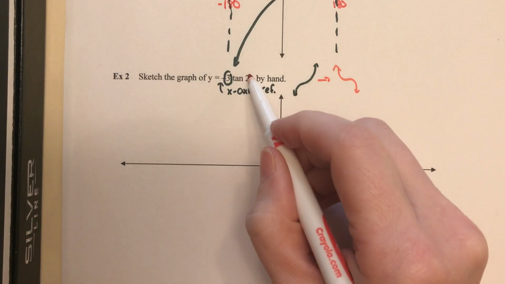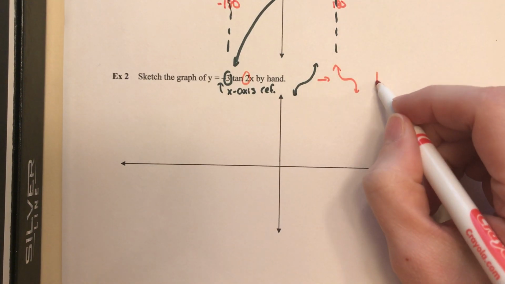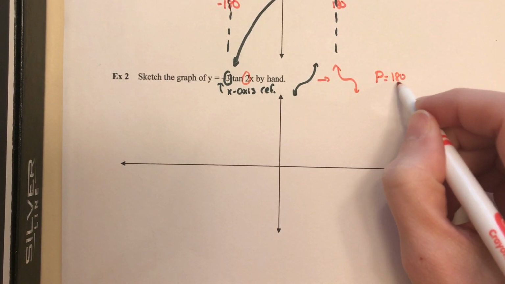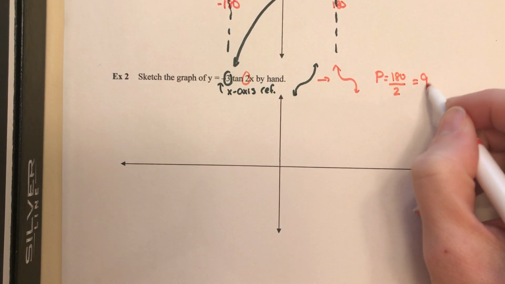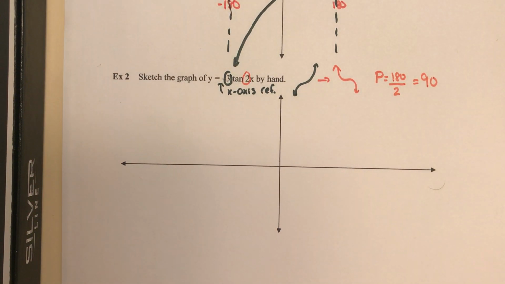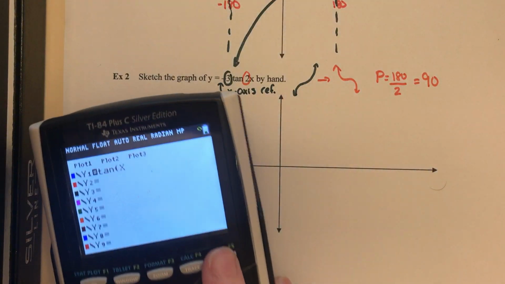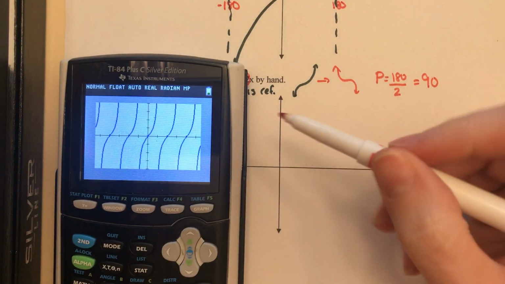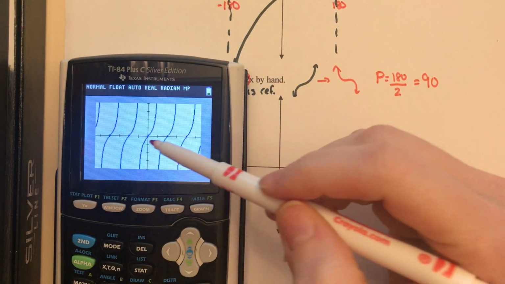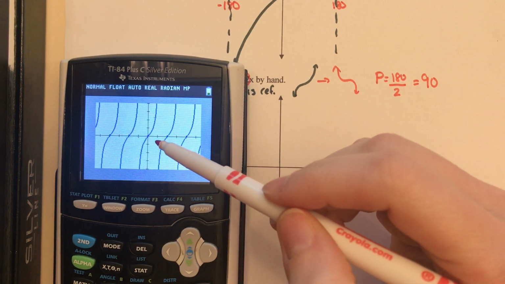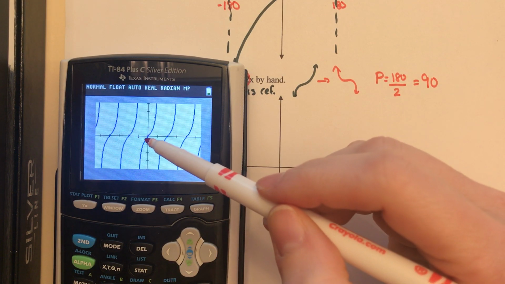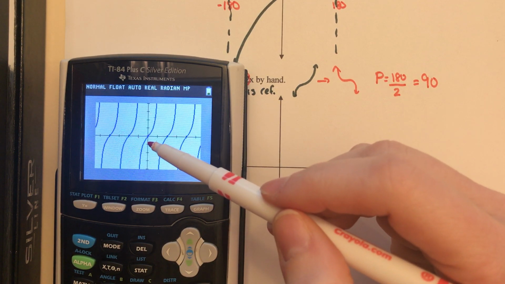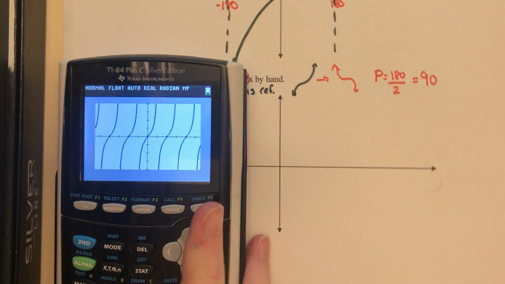Okay, the other thing is I've got a period change. So the period is 180 over 2, which is 90. So it's really going to shrink the graph. So again, if I look at my tangent graph, normally it goes from -90 to 90. I'm just looking at one period. Now I want to shrink this down and have a distance of 90. So that means I would have to go from -45 to 45. That would give me the correct distance.